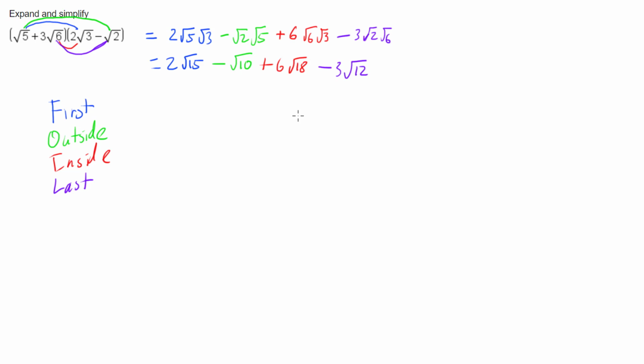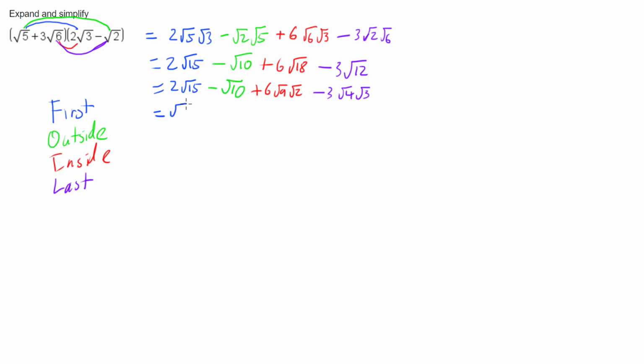So now I want to simplify any surds that I possibly can. Having a look at the first one, 2 root 15, can't simplify it, so that's just going to stay as 2 root 15. Root 10, can't simplify it either, so we're still going to have minus root 10. The root 18, I can change that to being root 9 times root 2. And the root 12, I can change that to being root 4 times root 3.